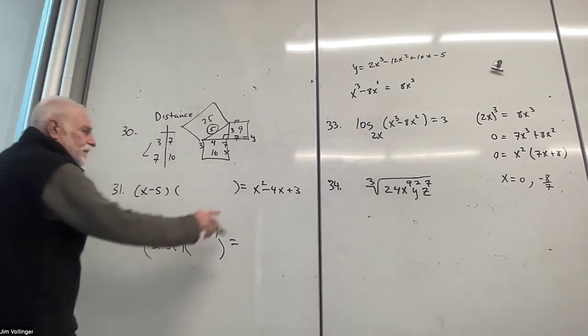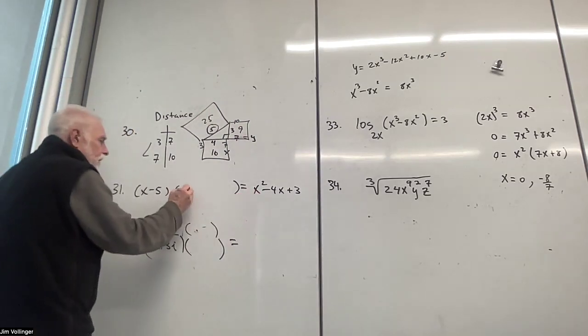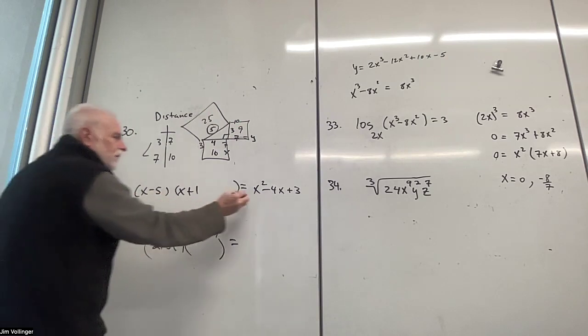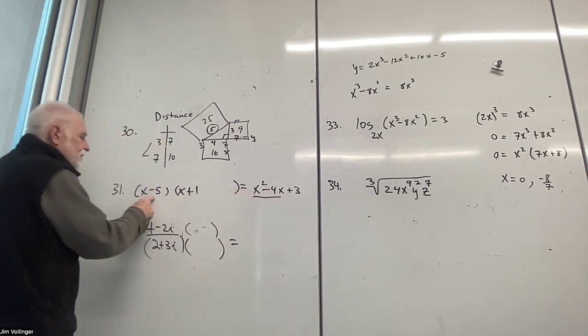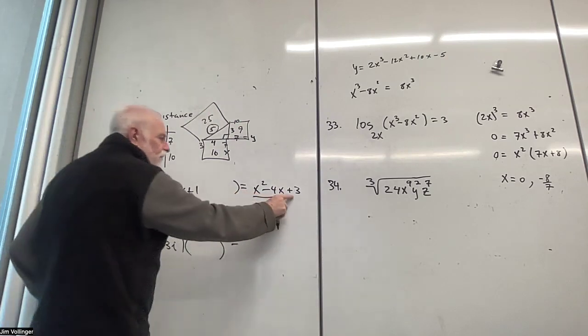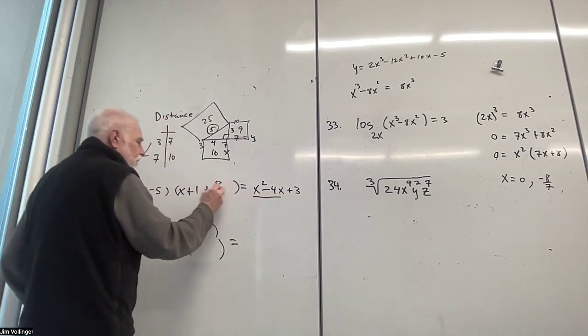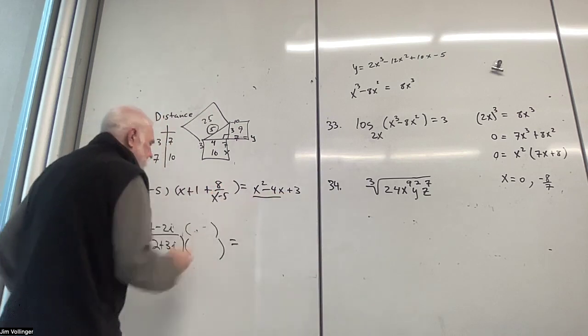x minus 5, to get minus 4, I need 1. We should be at that stage to get the first two terms. 1 times negative 5 is negative 5. How do I get from negative 5 to 3? I add 8.